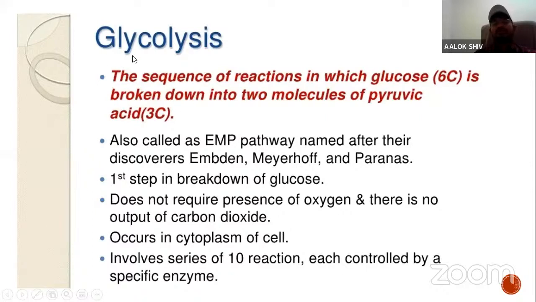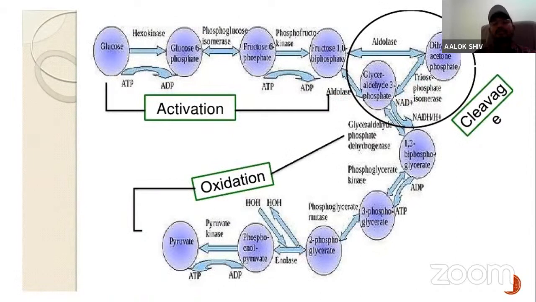So glycolysis is the first step of aerobic respiration, where glucose gets converted into two molecules of pyruvic acid, and pyruvic acid is a 3-carbon compound. So this glucose of 6 carbons, in glycolysis, further breaks down into two molecules of pyruvic acid. This you have to remember. This is the process of the glycolysis cycle, which gets completed in three steps: activation, cleavage, and oxidation. This we are going to discuss.